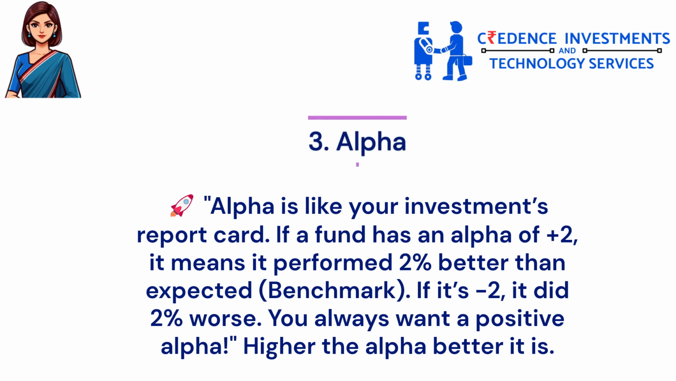3. Alpha. Alpha is like your investment's report card. If a fund has an alpha of +2, it means it performed 2% better than the expected benchmark. If it's -2, it did 2% worse. You always want a positive alpha. The higher the alpha, the better it is.